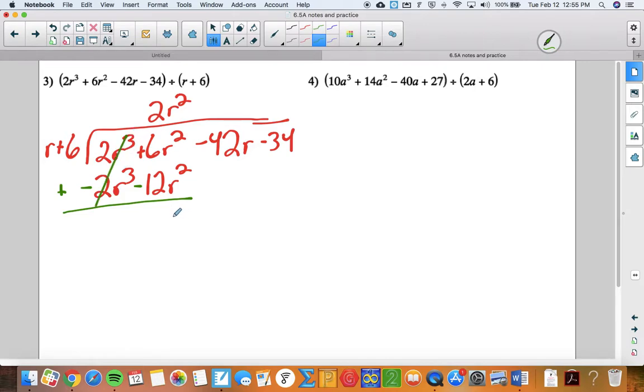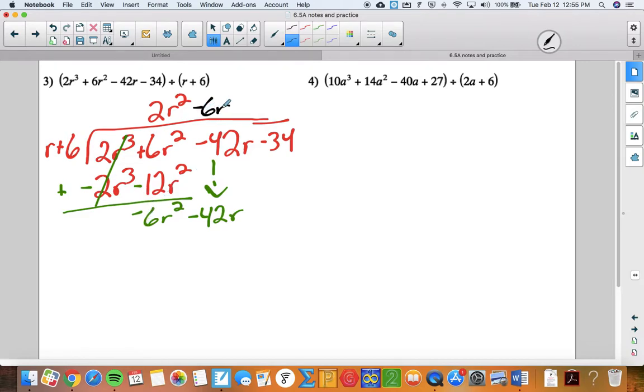These are eliminated. We get negative 6r squared. Bring down the next term, negative 42r. So we ask ourselves, how many times does r go into negative 6r squared? That'd be a negative 6r.